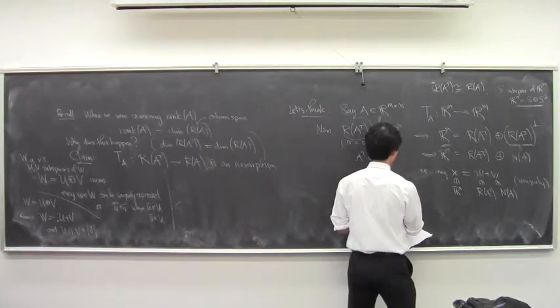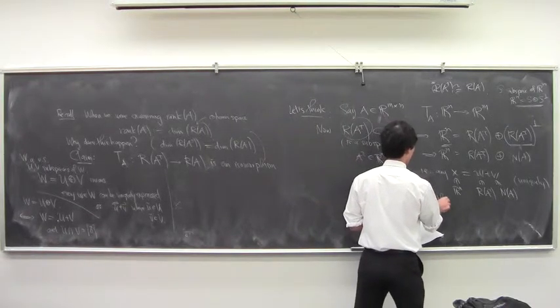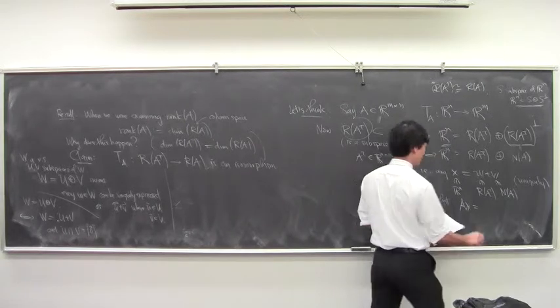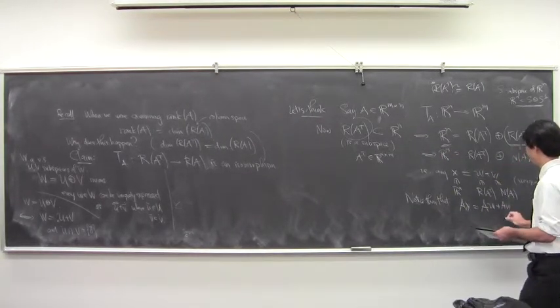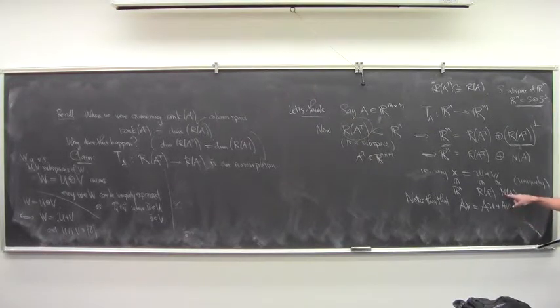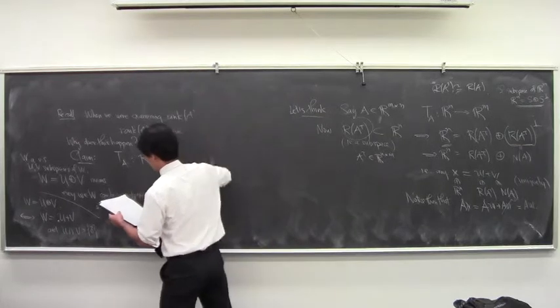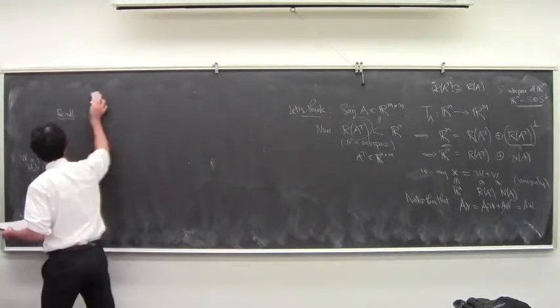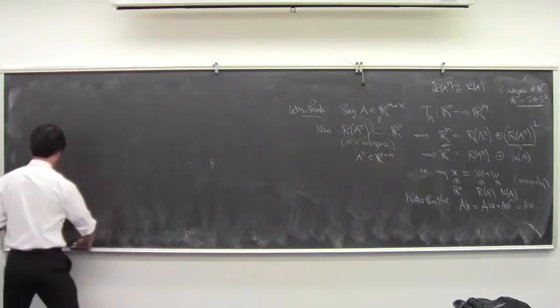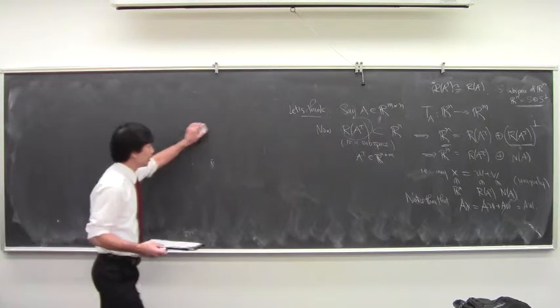Okay. Notice then that Ax is going to be Au plus Av. But v is in the null space of A, so this is 0, and so this is Au. Everyone with me so far?